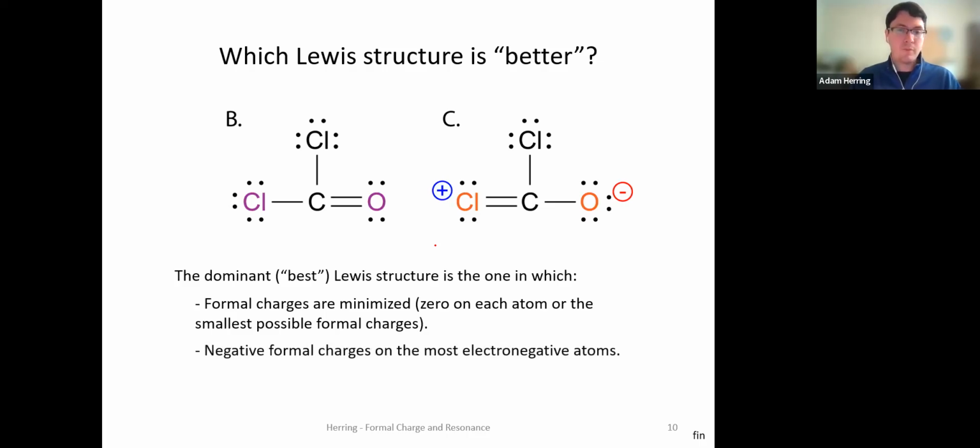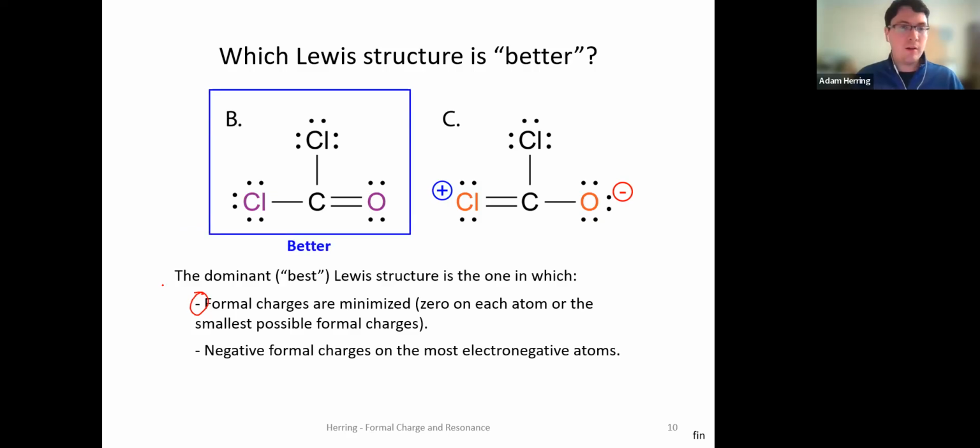is the better one. Another thing to consider is if you have a scenario where you have two different elements which could get a negative formal charge, it's better to put the negative formal charge on the more electronegative atom. So we can use rule number 1 in this scenario to determine that the molecule in structure B is the better one. And that's because the formal charges on that structure are all 0, where we see on the right, we have a positive charge and a negative charge.